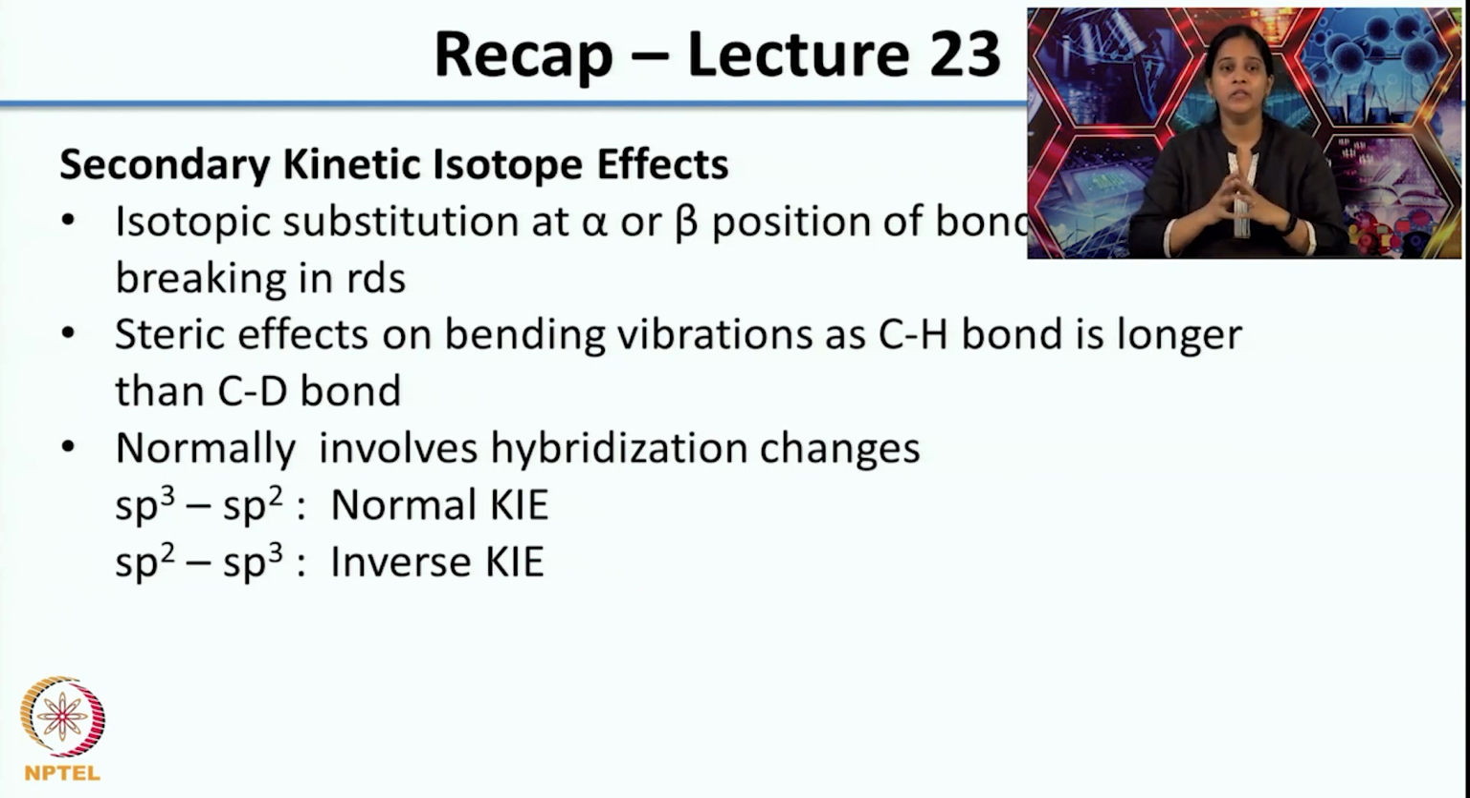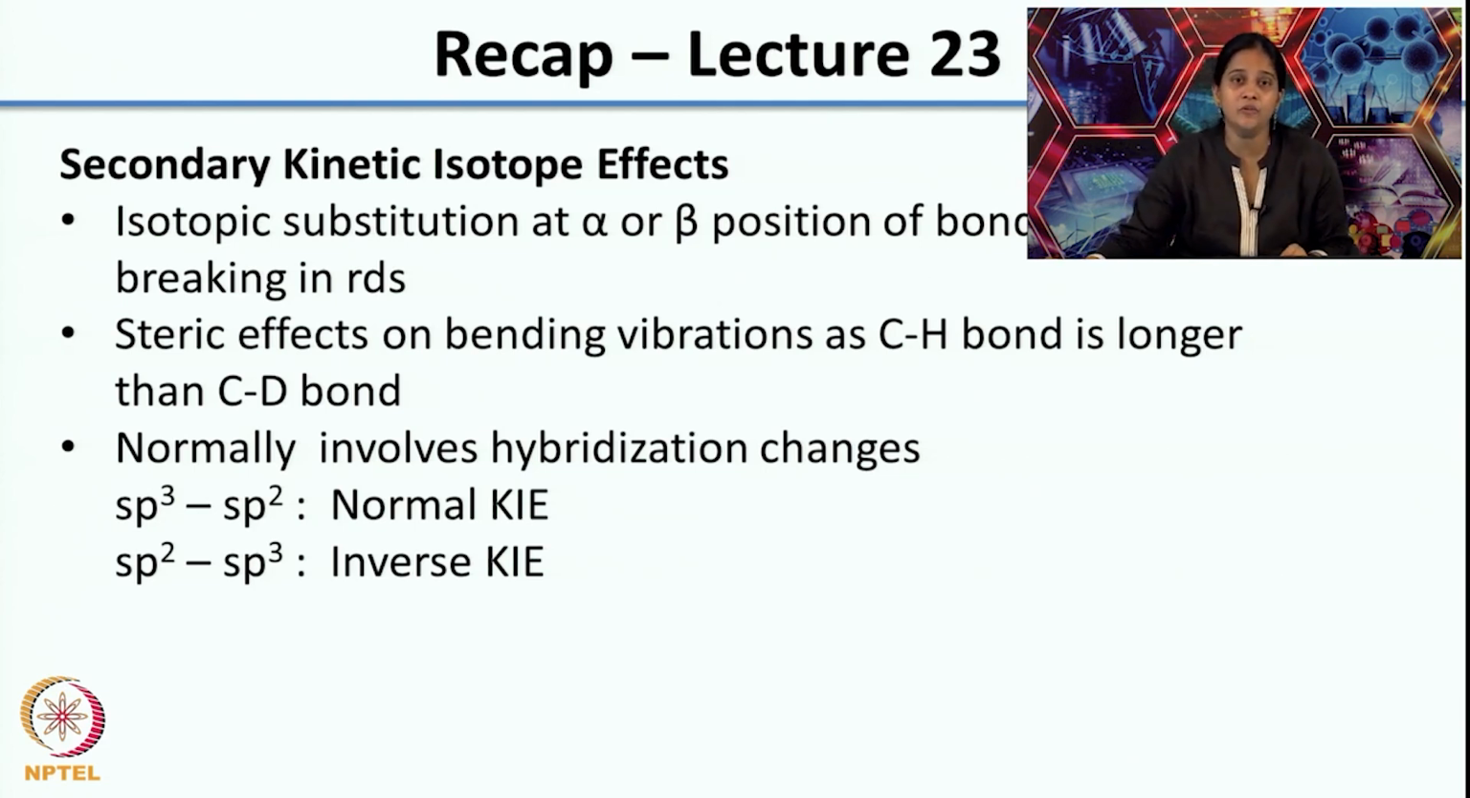this difference in kinetics between CH and CD. So, usually you see secondary kinetic isotope effects when there is some sort of hybridization change. When you have a reaction which involves a change from sp3 to sp2, you see what is called a normal kinetic isotope effect, that is Kh would be greater than Kd. But when you have sp2 going to sp3, what you see is called an inverse kinetic isotope effect, where Kd is actually greater than Kh, and the explanation for all of this was seen in the previous class.